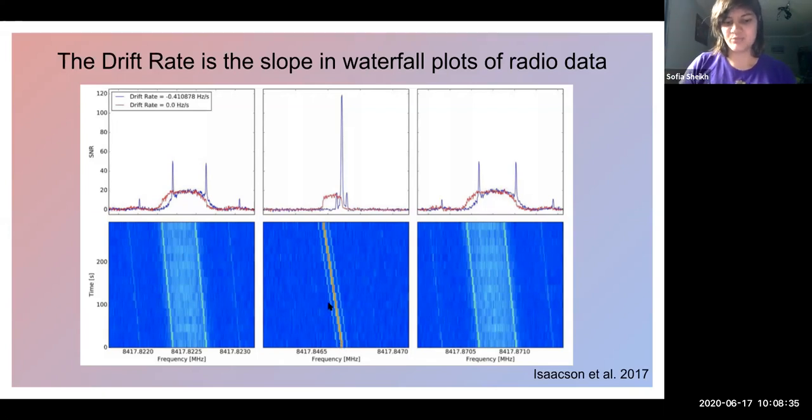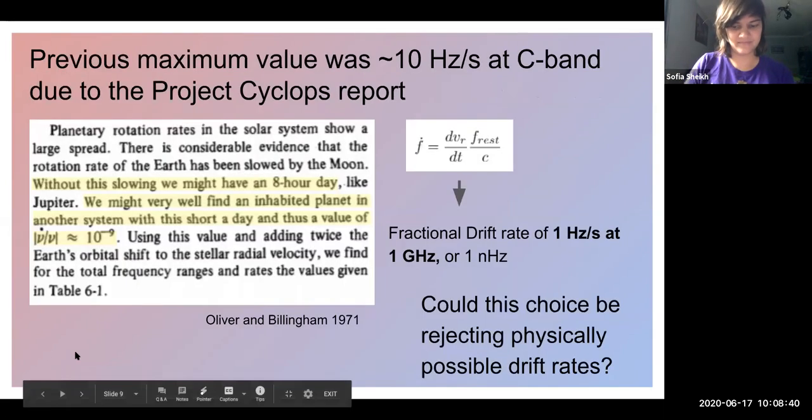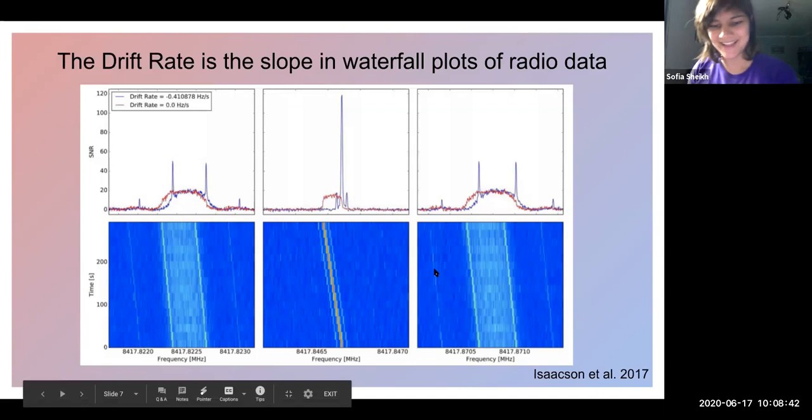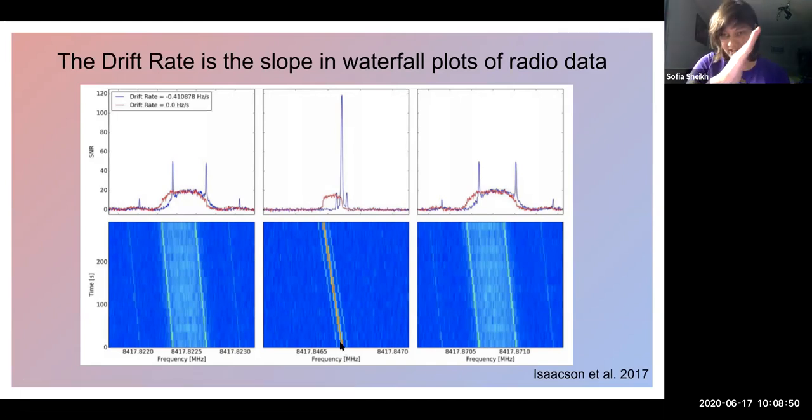And what you see is this reddish linear feature here that's starting at some frequency and then linearly changing in frequency over time. And that slope in the plot is the effect that we call drift rate.